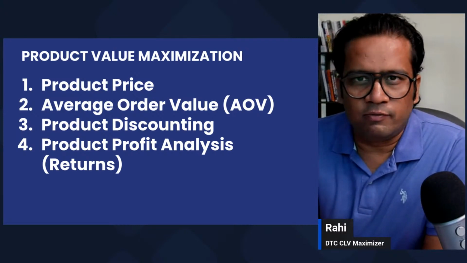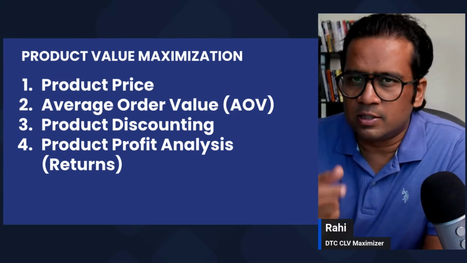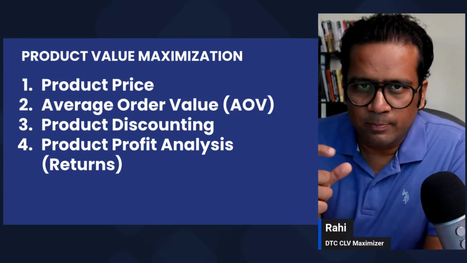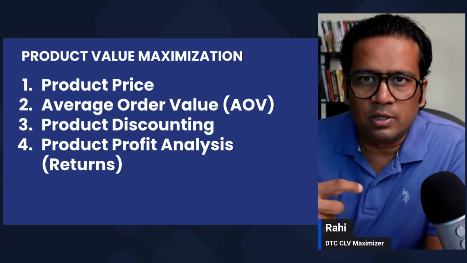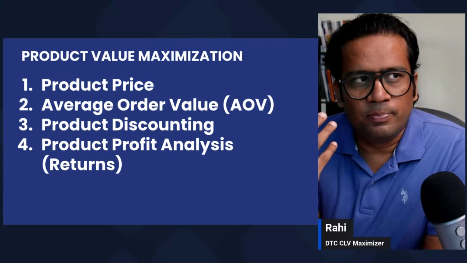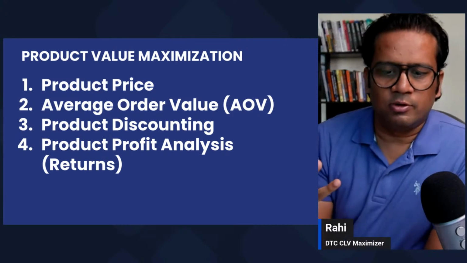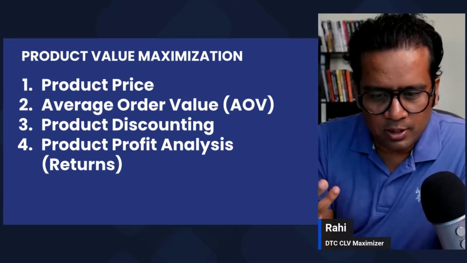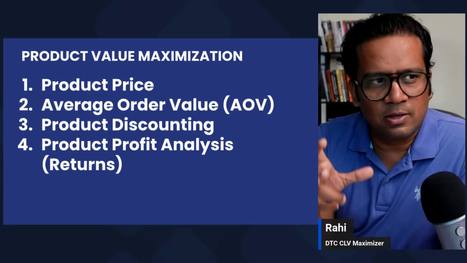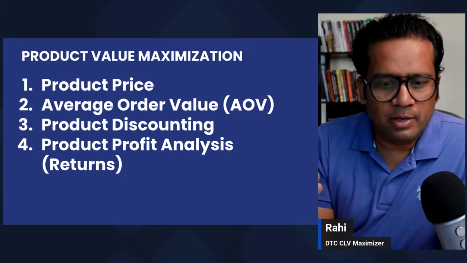Finding the perfect discount for your brand is an iterative process, and typically we say that once a quarter we need to test all the offers. Otherwise, during Black Friday, we will not be able to get the right offer. So product discount tends to be part of product value maximization.